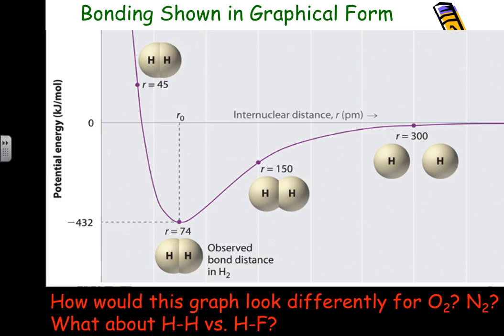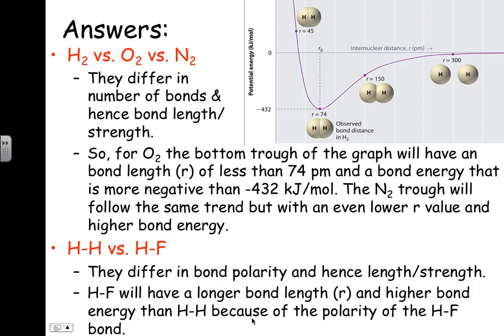Okay, so hopefully you've had a chance to ponder it a little bit, to think about the difference in the bonds, whether it's how many bonds, or the polarity of bonds. So here's the full answer. Just read it along with me. I have a small version up here for you to look at with the graphic. The H2, O2, N2 differ in the number of bonds. This is a single bond, this is a double bond, and this is a triple bond.